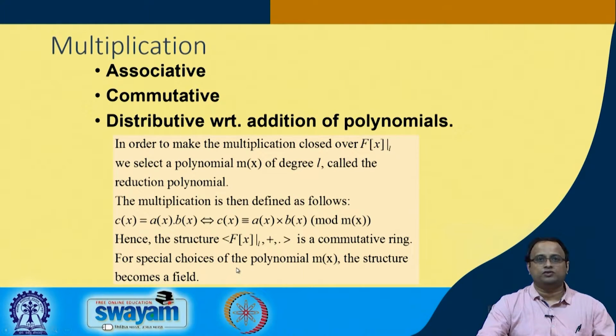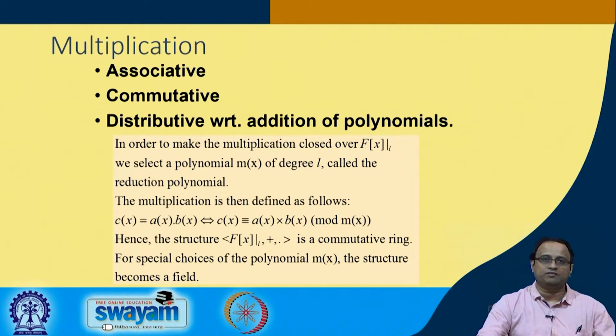Once we have defined these two operations, both the addition as well as the multiplication, we have what is called a commutative ring. And in particular, each non-zero element in this field has its own multiplicative inverse.